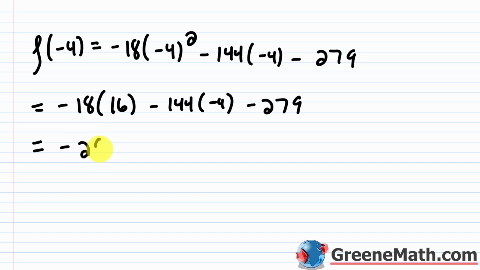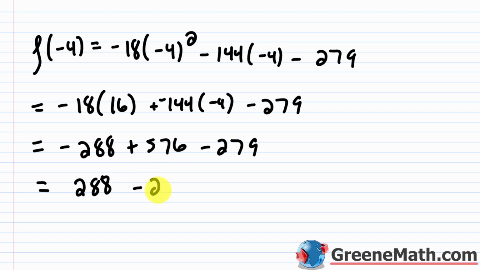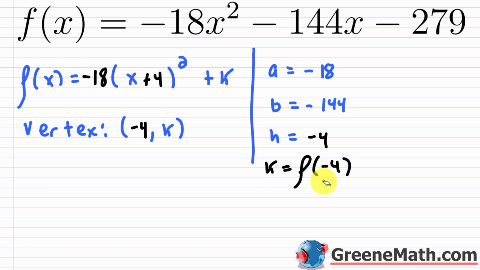Okay, so this is equal to negative 18 times 16. That is negative 288. Then for this one, we can just say this is plus negative 144 times negative 4. That's going to be positive 576. And then you have minus 279. So this is equal to negative 288 plus 576, which is going to give me 288. And then you have minus 279. So this would be equal to 9. So coming back up here, k again is equal to f of negative 4, which is going to be positive 9. So let's erase this and put a 9, and let's erase this and put a 9. So f of x equals negative 18 times the quantity x plus 4 squared plus 9. That's the vertex form. And then the vertex occurs at negative 4 comma 9.